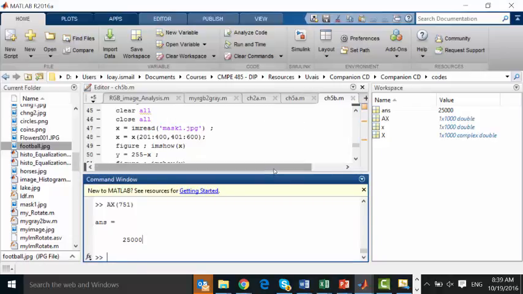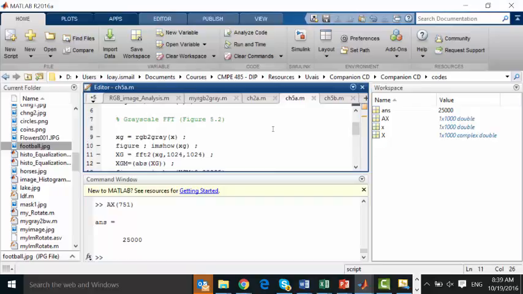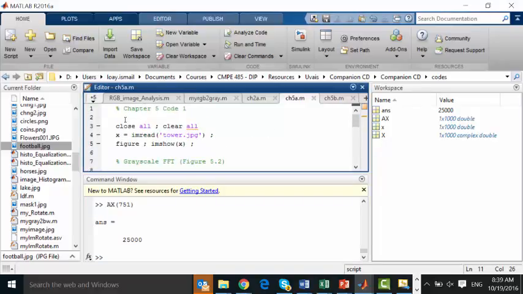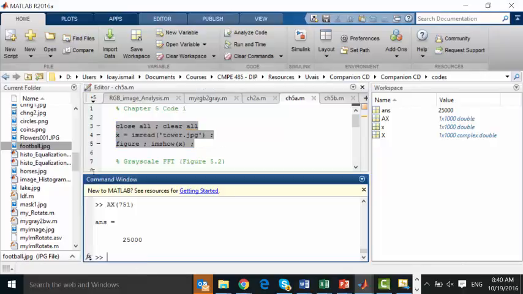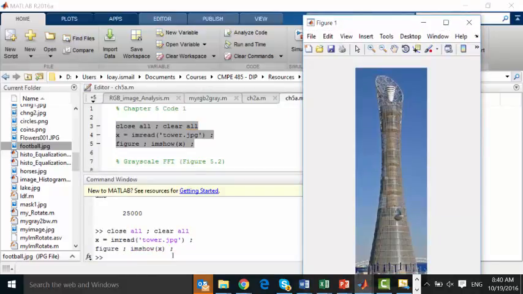Let's take, for example, this figure. It is called tower.jpg. So this is the image that we will analyze now. This image has RGB components, so each level will be analyzed separately. And instead of using the fast Fourier transform or FFT function, I will use the FFT2, because in this case I will analyze it in 2 dimensions, in rows and columns. Okay?